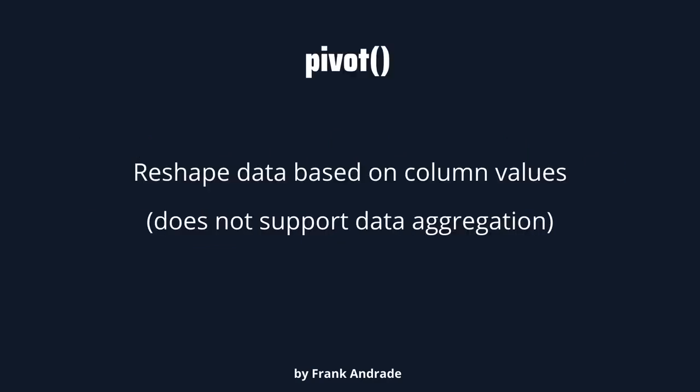So first, let's see what's the pivot method. The pivot method reshapes data based on column values, and it doesn't support data aggregation. So this means that this is not the regular pivot table you will see in Excel, because you can only reshape data with the pivot method and you cannot do anything else. To explain better what the pivot method does, I'm going to show you an example.